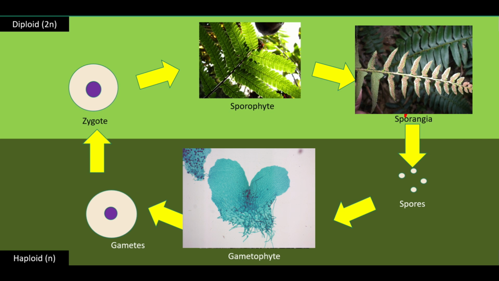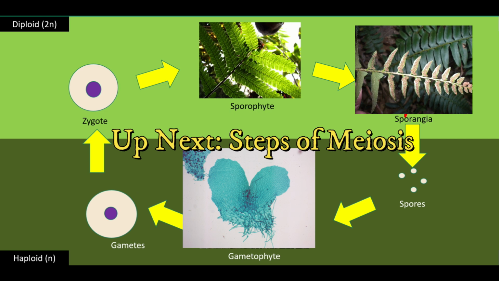So now that we know the different types of life cycles found in eukaryotes, let's apply the stages of meiosis to see how sex cells develop.